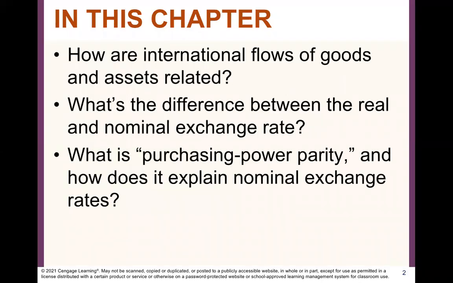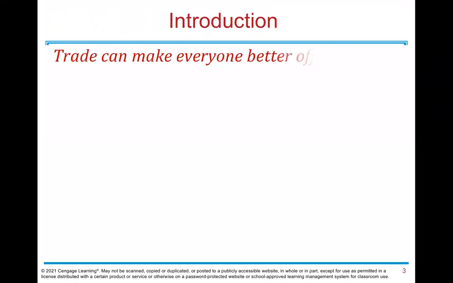We're talking about the international flow of goods and assets. The flow of goods is what we know as net exports, and we'll see that the asset side is more of a net capital outflow. We'll see that in a bit. We'll talk about the real and nominal exchange rate. That's the exchange rate between currencies, and some concepts around purchasing power parity and so on.